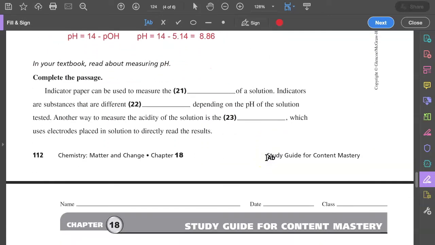All right, number 21, indicator paper can be used to measure the pH of a solution. Right. Indicators are substances that are different colors, depending on the pH of the solution tested. Another way to measure the acidity of the solution is the blank, which uses electrodes placed in solution to directly read the results.